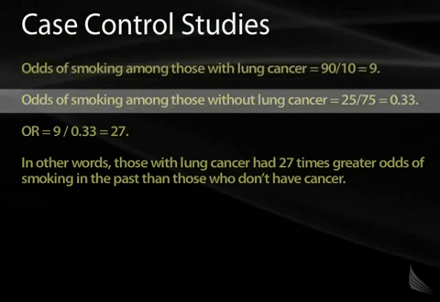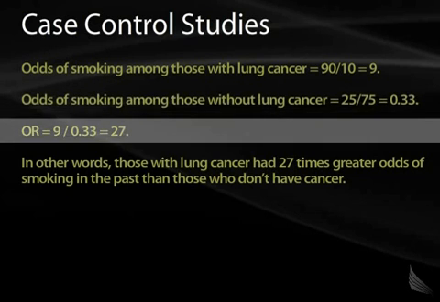So the odds of smoking amongst those without lung cancer is 25 over 75, or 0.33. So we now have two sets of odds, one for cases, one for controls. The odds ratio is simply the ratio of those two odds. So the odds ratio is 9 over 0.33, for an odds ratio of 27.